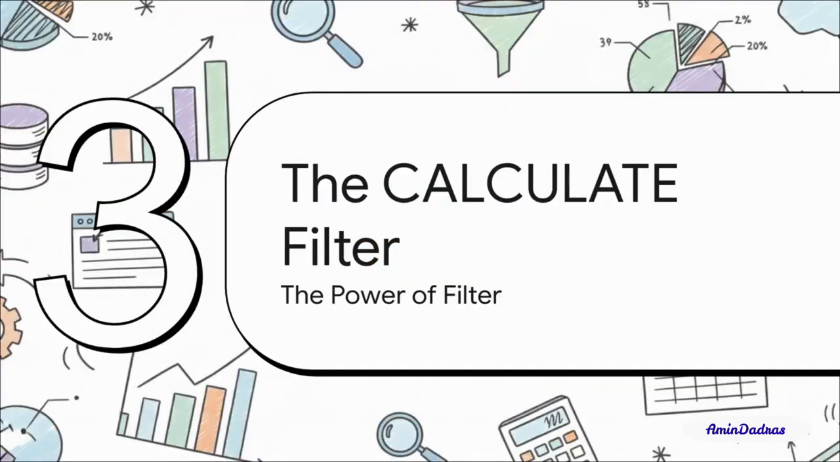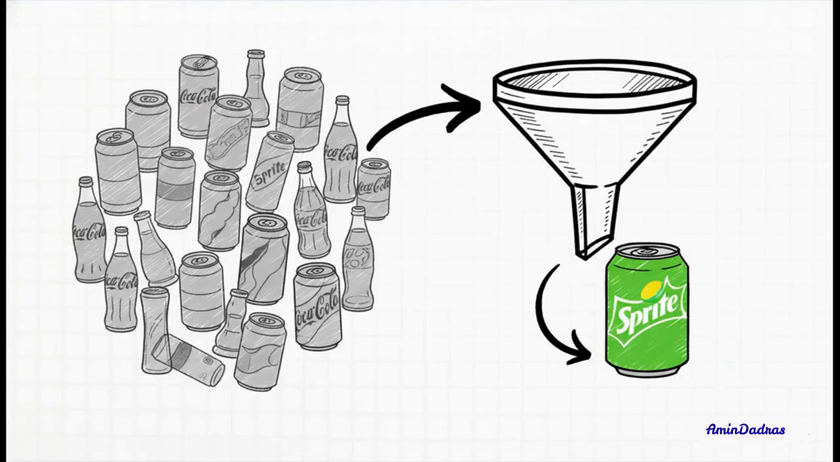Okay, part 3. Now we are about to unlock what is probably the single most important function in all of DAX, CALCULATE. This thing is like a superpower. It lets you apply filters to your data so you can ask these incredibly specific, targeted questions. So our first filtered question is going to be this.